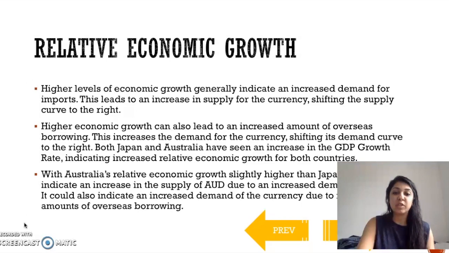Both Australia and Japan have seen an increase in the GDP growth rate, which is indicating increased relative economic growth for both countries. Australia's is a little bit higher than Japan's though, so this could indicate an increase in the supply of AUD due to an increased demand for imports. It could also indicate an increased demand for the currency due to an increased amount of overseas borrowing.